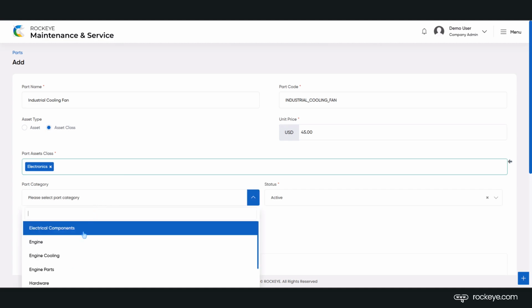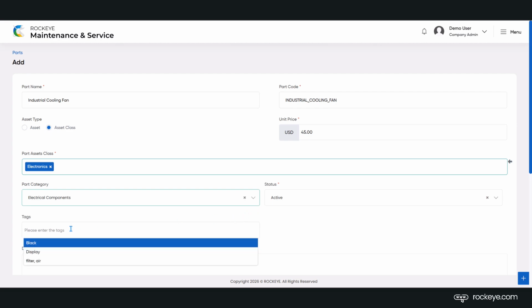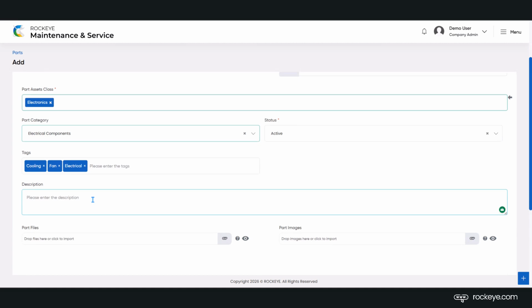Associating parts with specific categories automates tax calculations and maintenance schedule templates for better compliance. Searchable tags enhance parts findability for maintenance teams during time-sensitive and critical repair operations. Detailed descriptions provide technicians with essential technical specifications to ensure accurate and safe component replacement.